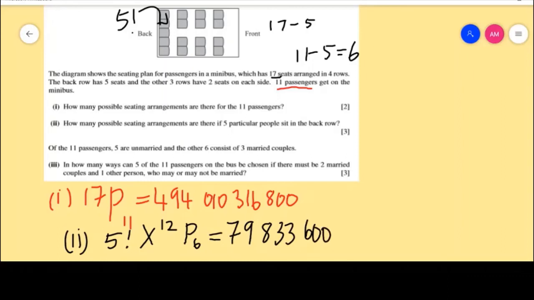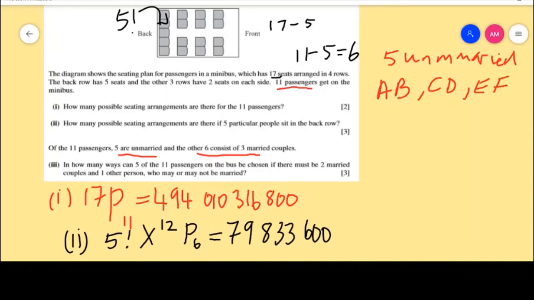Alright, now we go on to the next question. Of the 11 passengers, 5 are unmarried and 6 consist of, so I'm going to write my information here. So 5 unmarried here, right? So 5 are unmarried. The other 6 consist of 3 married couples. So either you can have A, B, you can have C, D, you can have E, F. So say these are your married couples, right? So the first couple, the second, and the third, right?